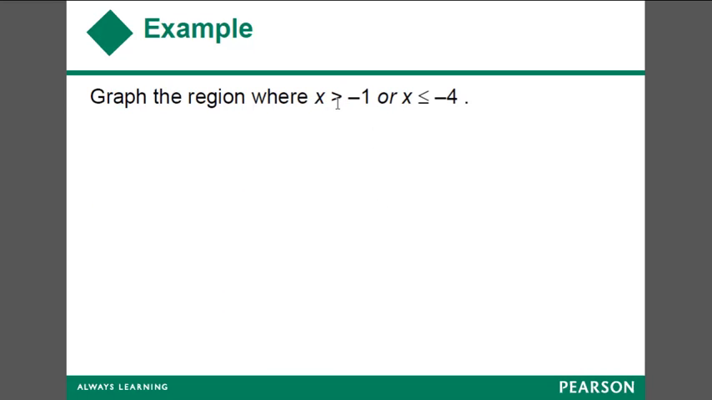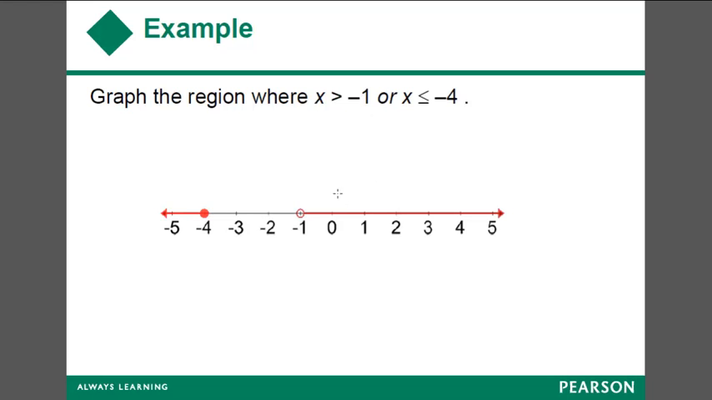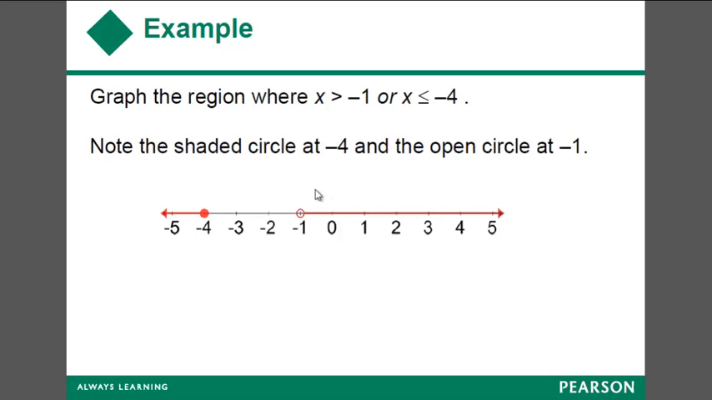Here we want the region where x is greater than -1 or x is less than or equal to -4. So we're going to put a circle at -1 and a circle at -4 and shade. Notice that there's a shaded circle at -4 because it says less than or equal to, and an open circle at -1 because it is strictly greater than.